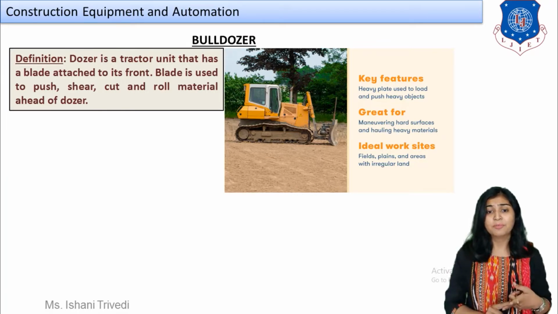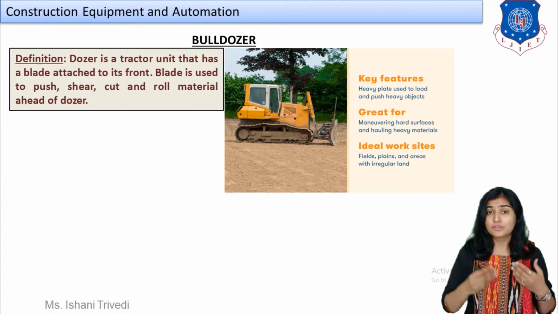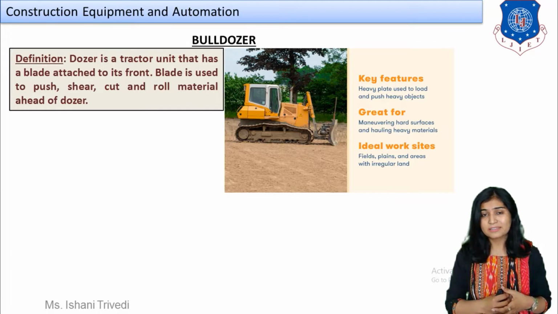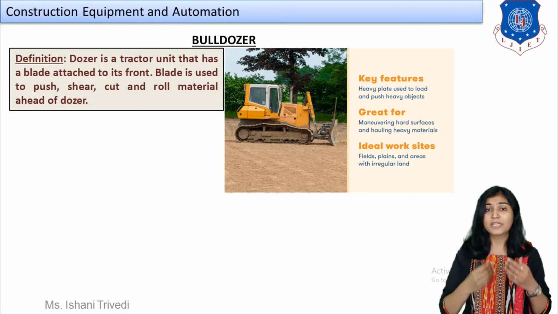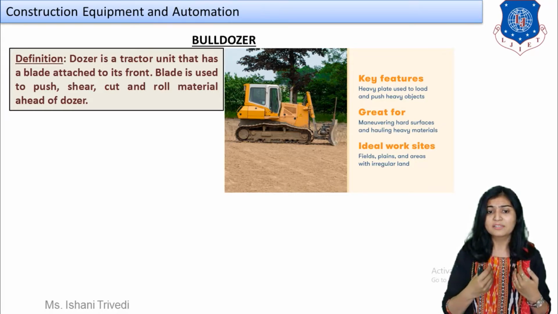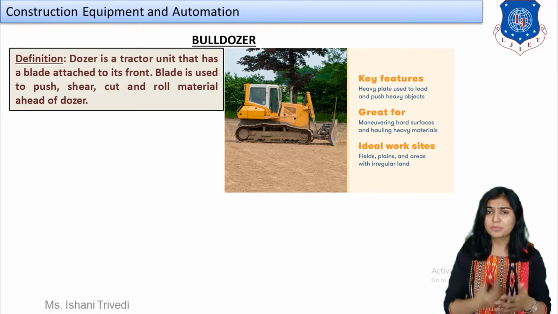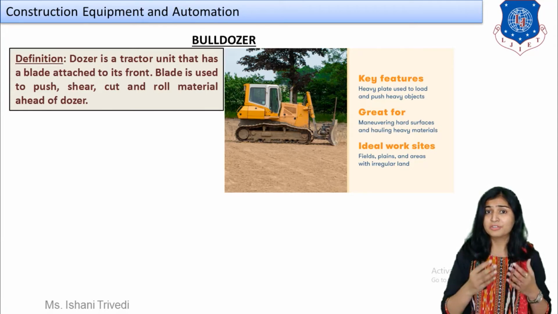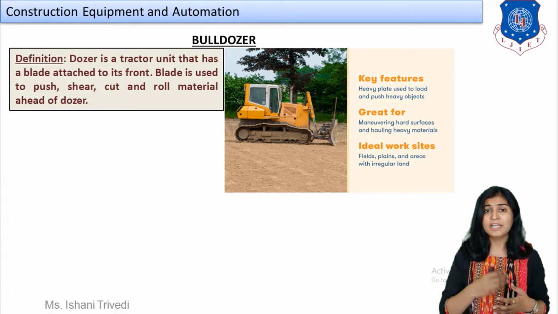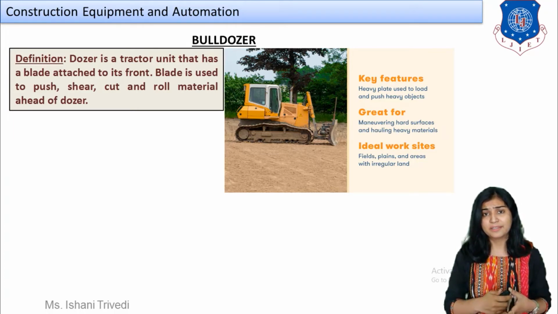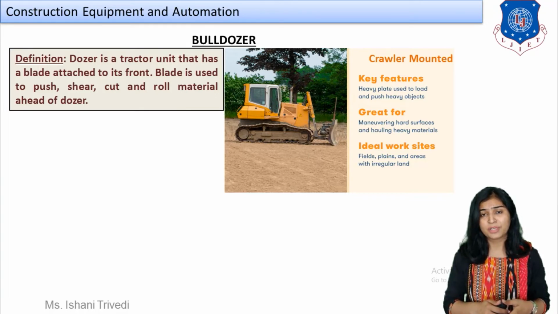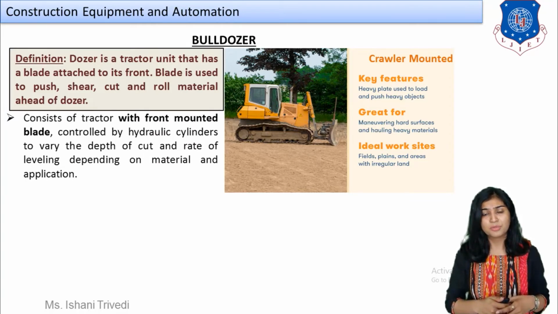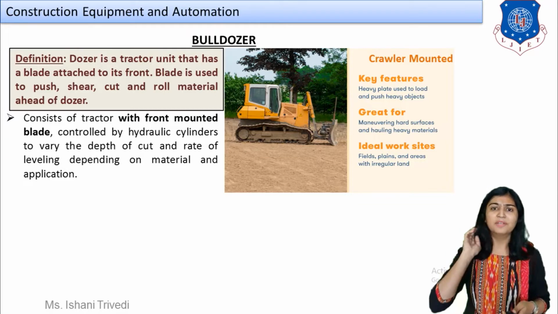Next, it is great for maneuvering on hard surfaces, right? To move on hard surfaces. We have talked about maneuverability already in the last lecture. So for the ability to move on hard surfaces and haul heavy materials, a bulldozer can be used. There are also other purposes, not just this one, and it is ideal for work sites, fields, plains, and areas with irregularities, right? When you are dealing with irregular topography, this type of bulldozer can be used. I think it can be used everywhere, right?